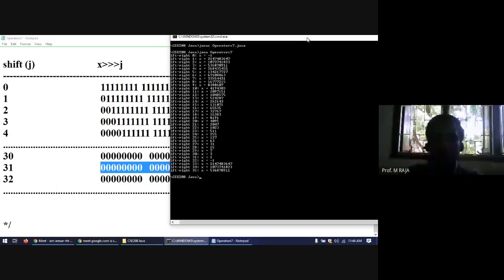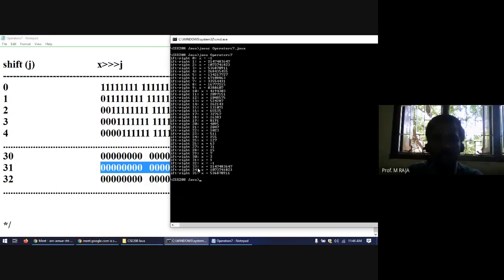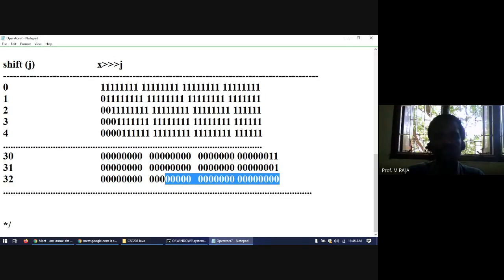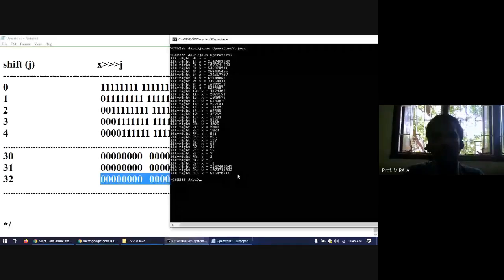Then the 32nd shift, actually what happened, x becomes -1. This is not 0. You need to justify how -1 is coming. So I am leaving this question to you. You need to answer.